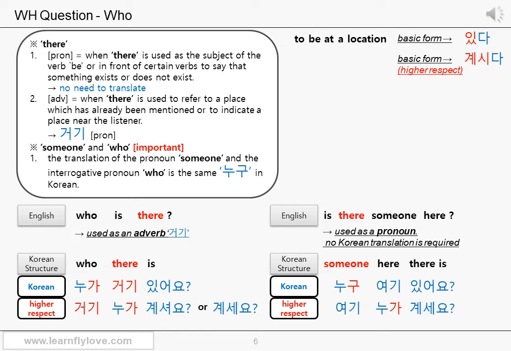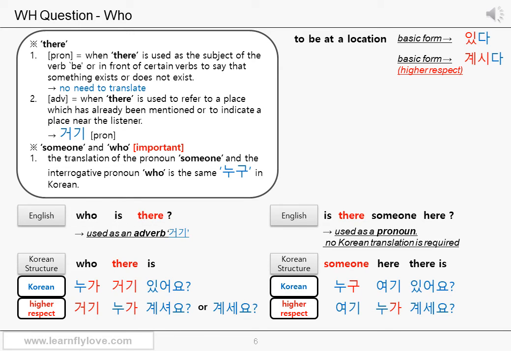Please listen carefully. In Korean, the translation of the pronoun someone and that of the interrogative pronoun who are the same. 누구. They even use the same higher respect form. We'll learn about it later. Interesting, isn't it? Maybe that's because they both are used when we don't know who we are talking about. Let's check out the actual example and find out what we are talking about.